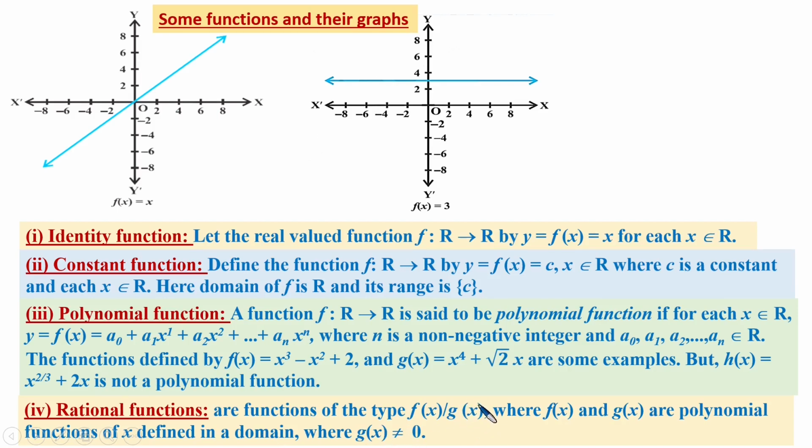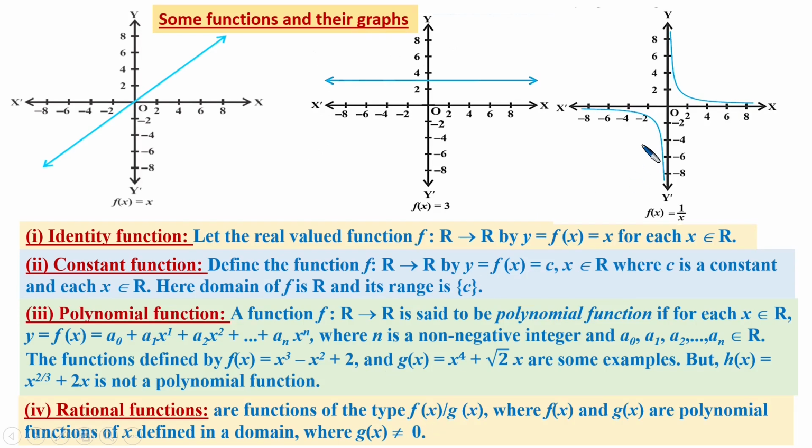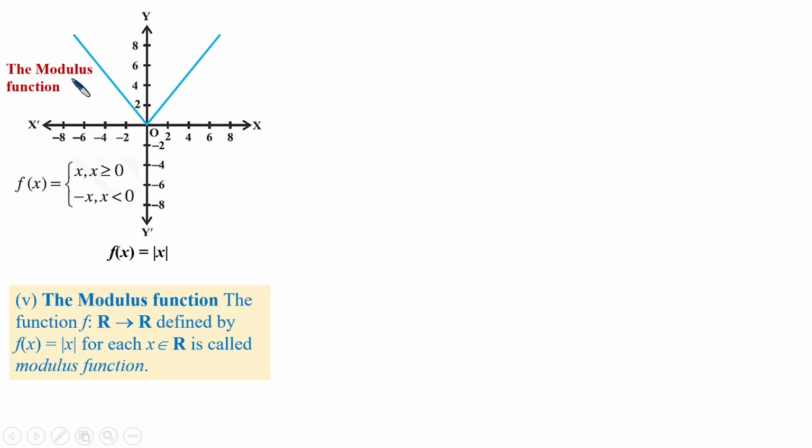So this should not be equal to 0. Then it will blow up, so then it doesn't remain a function. One example is here: f of x is equal to 1 by x. At x equal to 0, it blows up. It goes to infinity. So you have to write here that the function is valid for all x except x not equal to 0. You have other types of functions also, the modulus function.